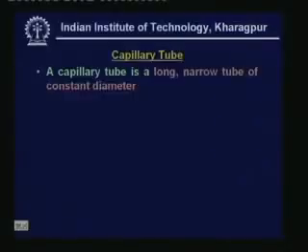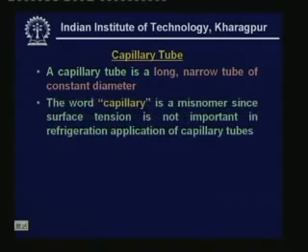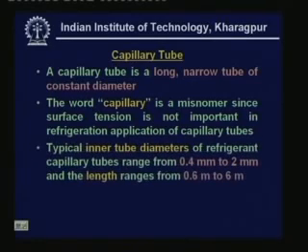A capillary tube is nothing but a long narrow tube of constant diameter, and here the word capillary is actually a misnomer, because the surface tension effect is not really important in refrigeration applications of capillary tube. So it has nothing to do with the capillary effect, it is just the name. And as I said, it is a long and narrow tube. So what do we mean by narrow? The inner diameters of typical capillary tubes range from 0.4 mm to 2 mm, and the length ranges from 0.6 meter to 6 meters.